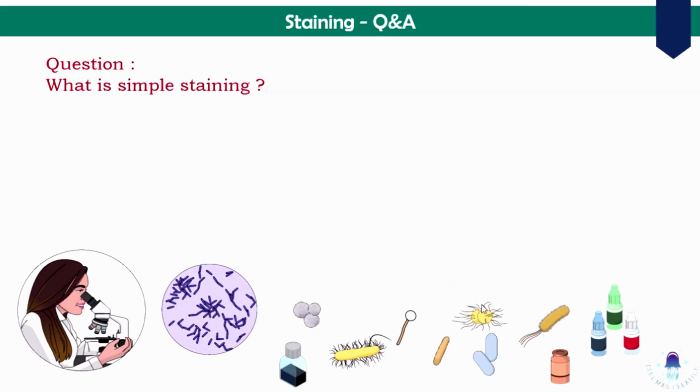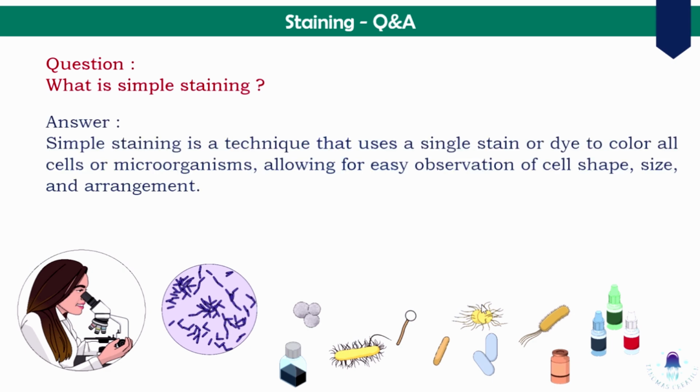Question: What is simple staining? Answer: Simple staining is a technique that uses a single stain or dye to color all cells or microorganisms, allowing for easy observation of cell shape, size, and arrangement.